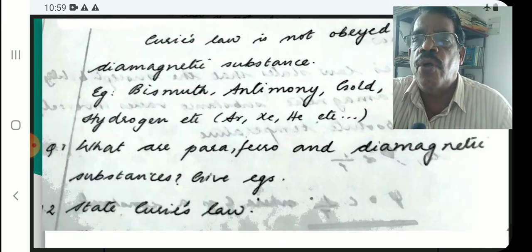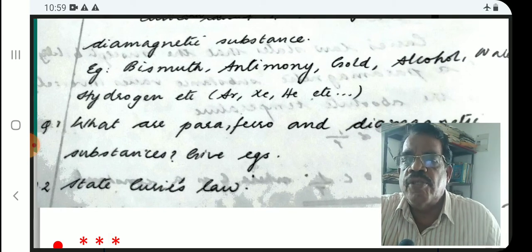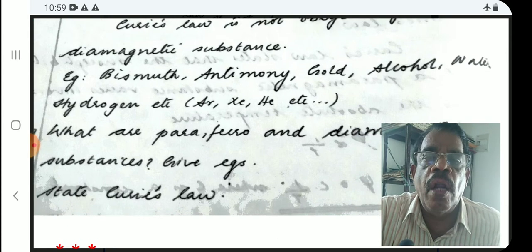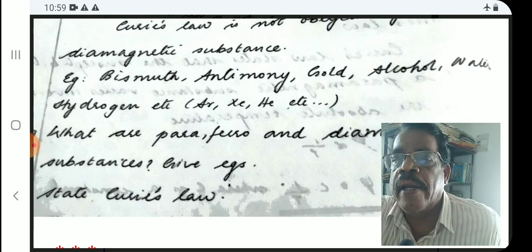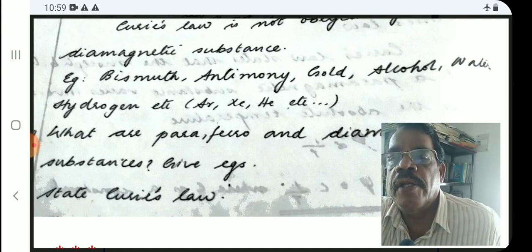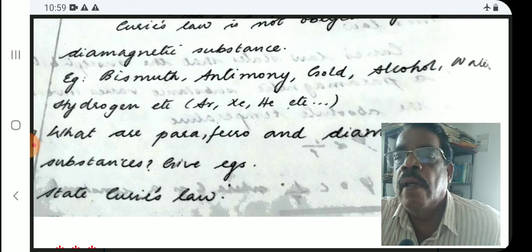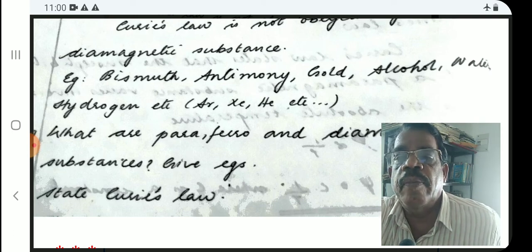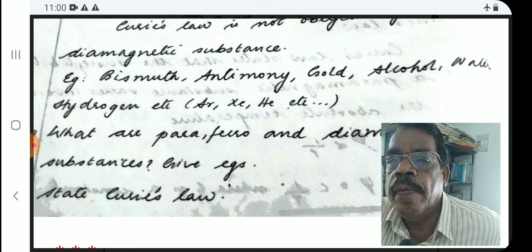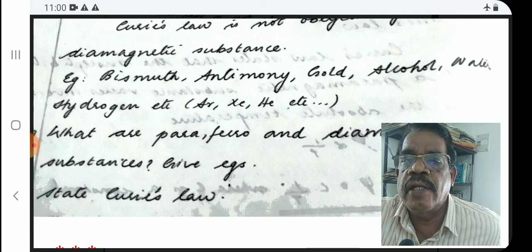Curie's law is not obeyed by a diamagnetic substance. Examples of diamagnetic substances are bismuth, antimony, gold, alcohol, air, hydrogen, water, etc. Then inert gases, all inert gases: argon, neon, krypton, etc.